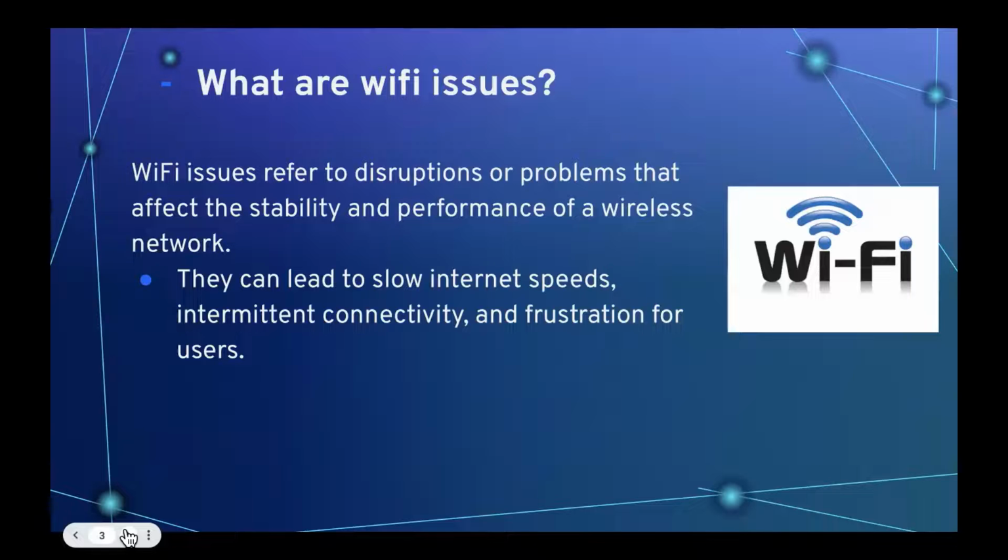So a Wi-Fi issue or difficulty refers to any sort of disruption or problem that affects the stability and performance of a wireless network, also known as Wi-Fi. They can cause slow internet speeds. You may have trouble being connected to things such as a Zoom call, as you are joined in now with Cyber Seniors. And it also does cause a lot of frustration for users, which I think all of us can relate to.